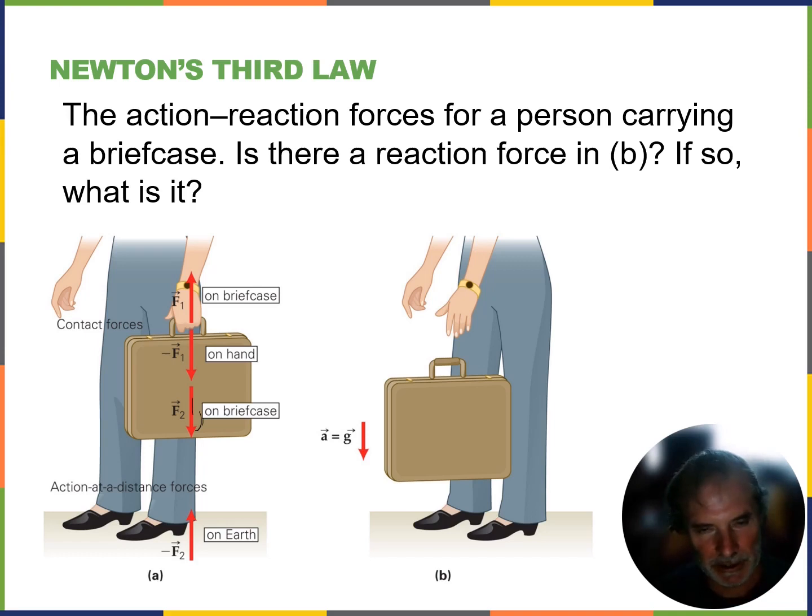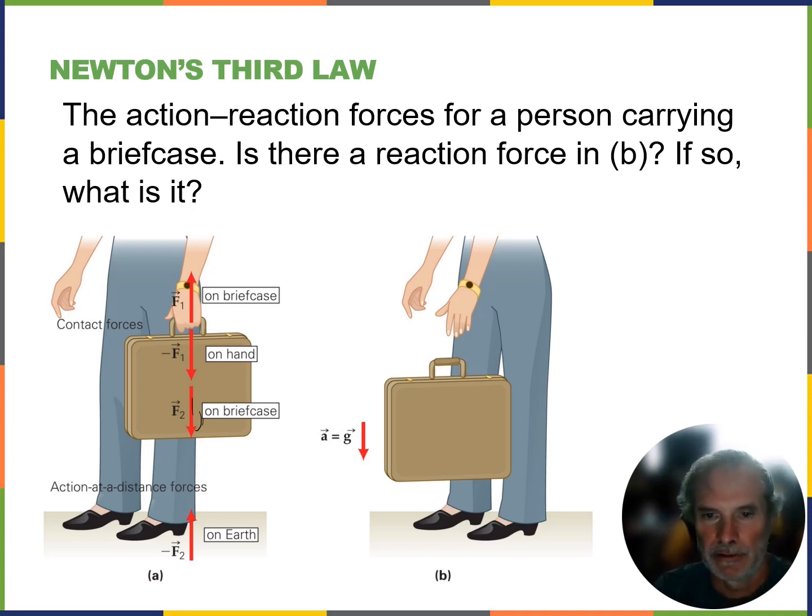And interestingly, what does the Earth feel from that? From Newton's third law, we know that the Earth feels an equal and opposite force. So if the briefcase is attracted downward towards the Earth, the Earth is attracted upward towards the briefcase. And that can give us a hint as to what's happening over here. So in part B, is there an action-reaction force pair involved there? Yes, there is. The hand drops, the briefcase starts falling down.